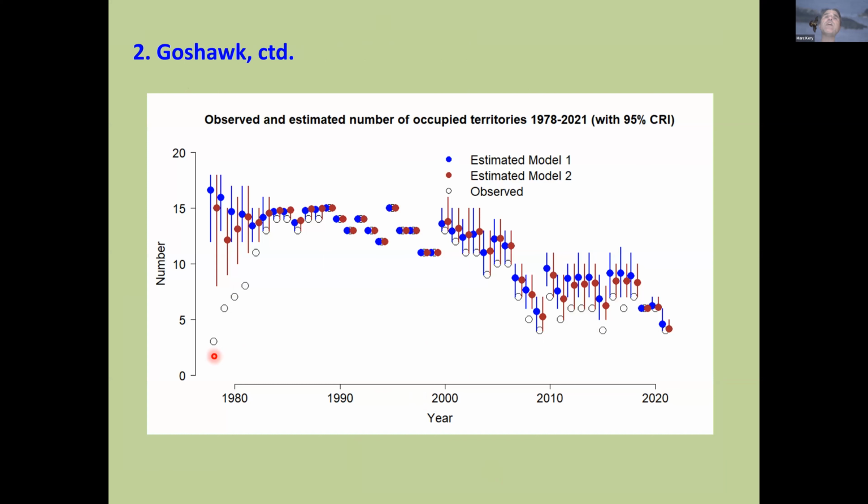The observed population sizes are the open circles here, and correcting for sites which are not visited with 2 different types of occupancy models, represented by the different colors, I see that in fact the population probably has declined from about 15 pairs to only about a third in the last years.